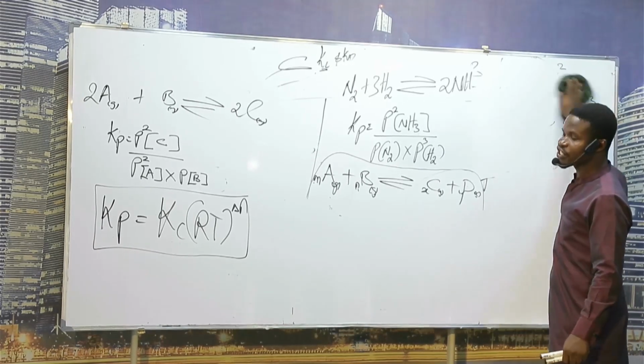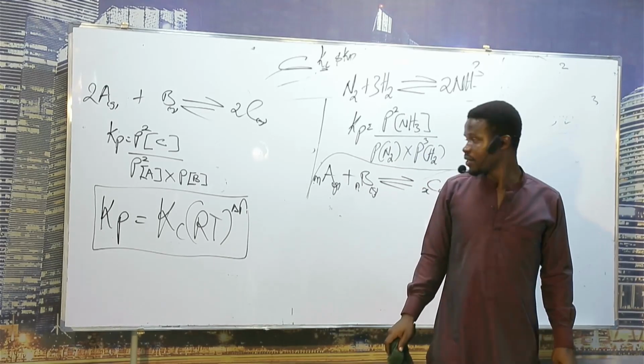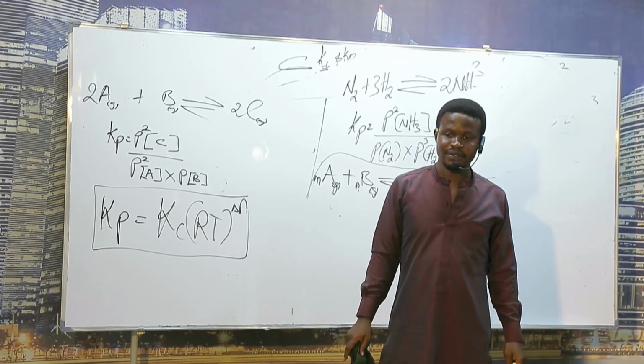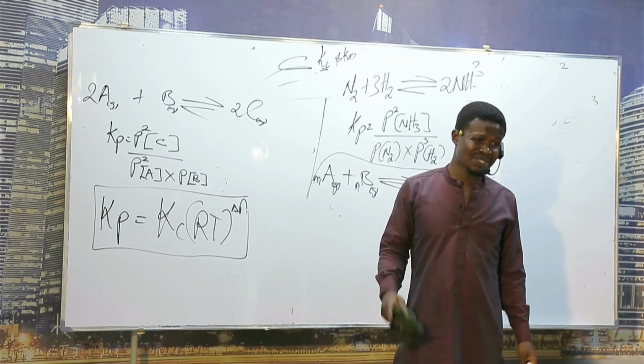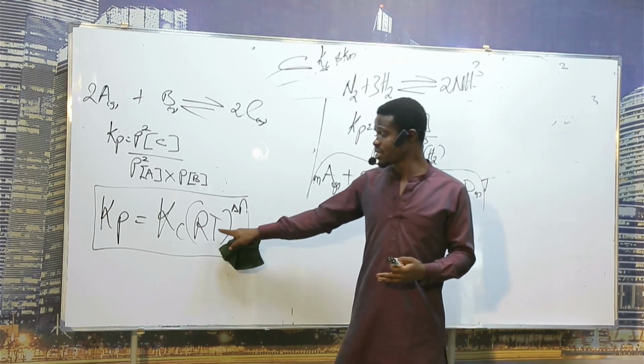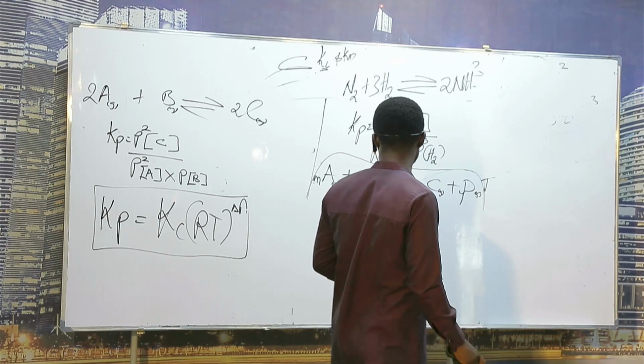Alright, class, what is change in n? What is R? The gas constant. I think it's 0.082 or something like that. What is T? Absolute temperature.